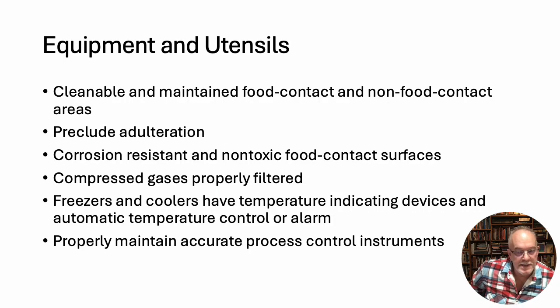All right, moving into the next section. Section 117.40 covers my equipment and my utensils. They've got to be in good condition. If they're in good condition, then they're cleanable.